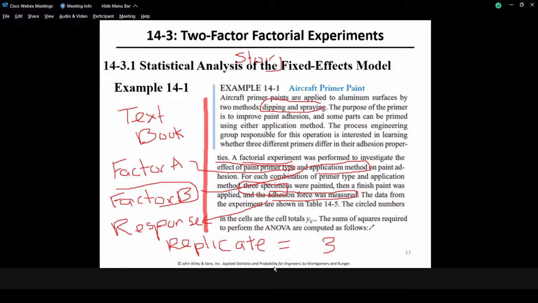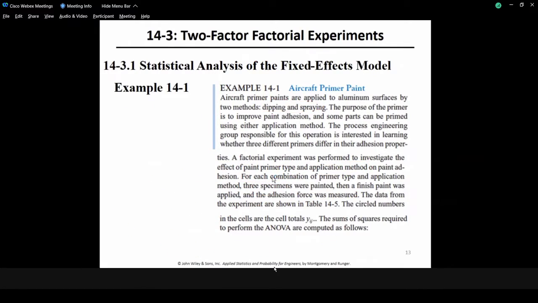In fact, if you undergo your industrial training, the problem is not a textbook problem. You need to set up the problem, formulate it, and identify that kind of thing. So you need to think. Basically, from the story, identify the factors, the response, and how many replicates.